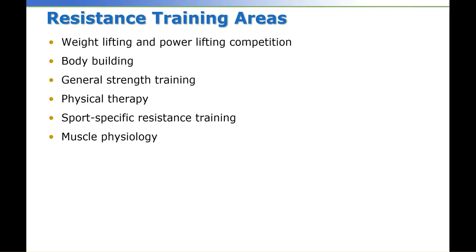Bodybuilding, which is maximizing muscular development for aesthetic goals, or how the person looks. General strength training, which is fitness and health enhancement. Physical therapy, so rehab from injury or disease. Sport-specific resistance training, which is basically maximizing sport performance. And then muscle physiology, understanding the structure and function. That's why people do resistance training. So this is essential to know why you're doing what you do, because these are different things, and you train differently and eat differently relative to it.